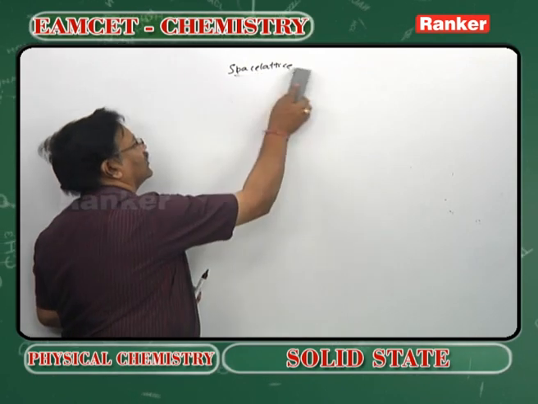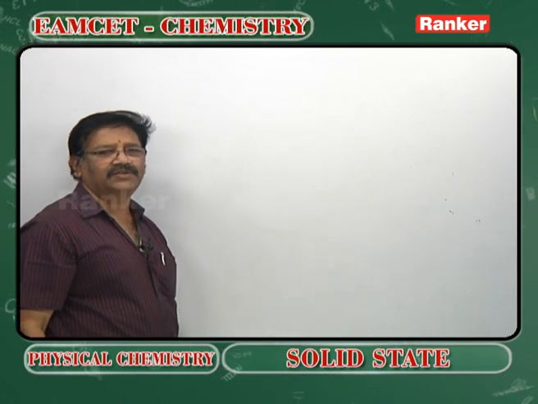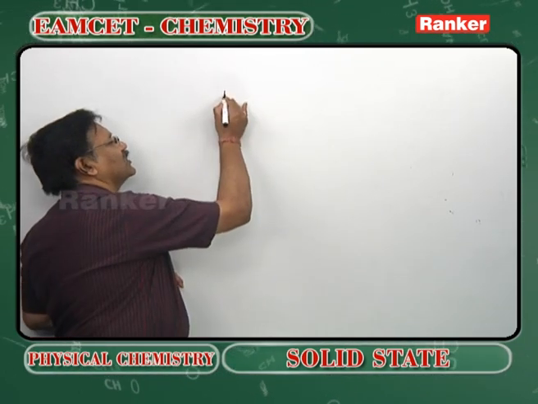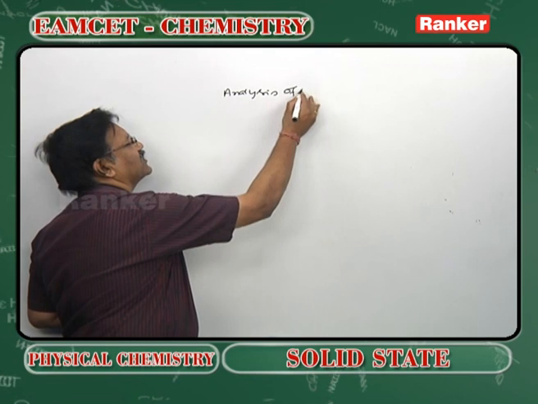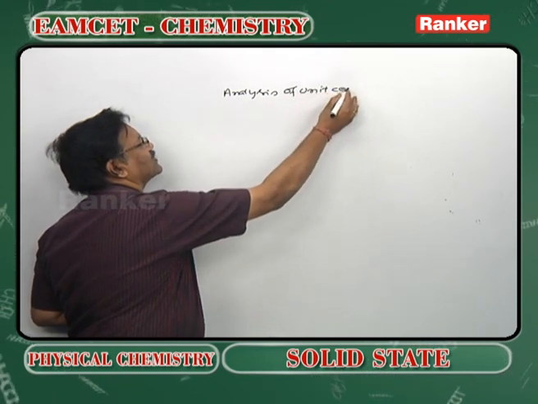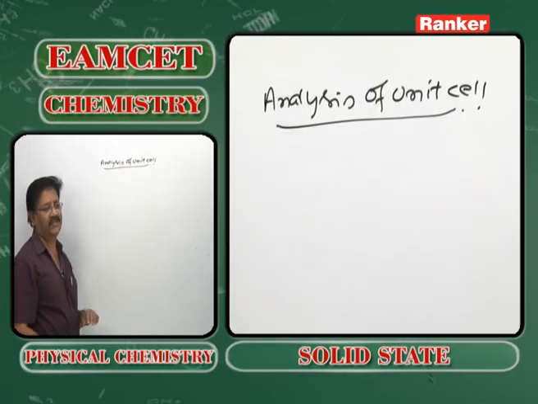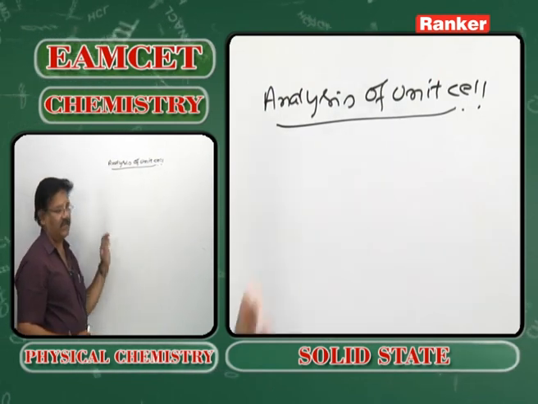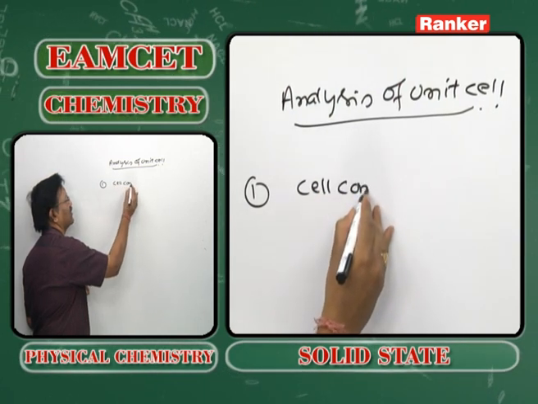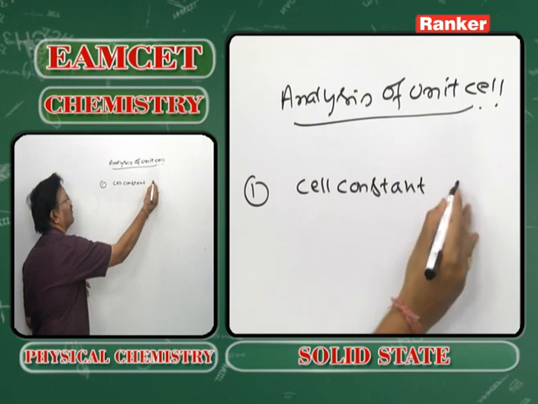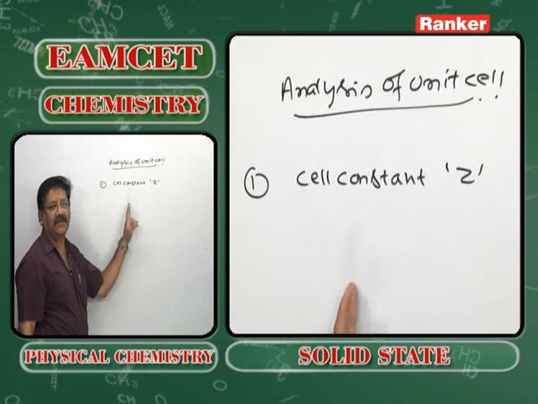After coming to know the types of the unit cells, we have to discuss the analysis of the unit cells. Let us briefly discuss what is the analysis we have to do regarding these unit cells. Now, the first point is cell constant. What is cell constant? Number of effective atoms per unit cell.